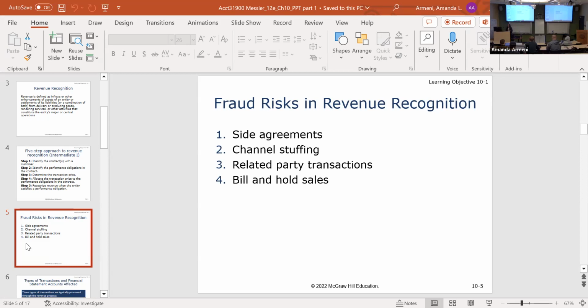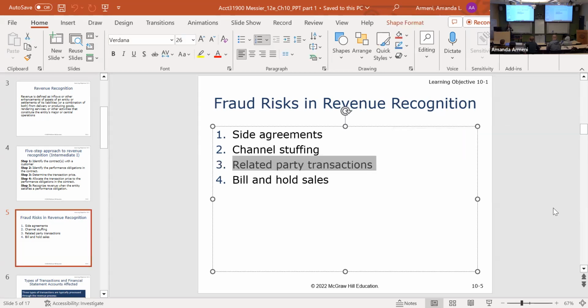Okay, so side agreements. And I'm going to jump down to number 3 for a second, because side agreements and related party transactions kind of go hand in hand. Oftentimes, if an organization has a side agreement with their customer, it's because that customer is a related party. Okay, I'll give you a for example. I think we talked about this before too. I am the controller, the accounting controller of Earthware, and my husband works in an accounting capacity at one of our biggest customers. That's a related party.